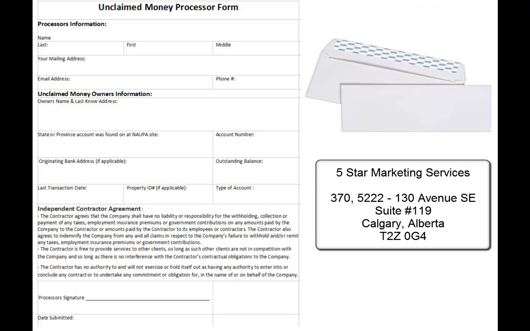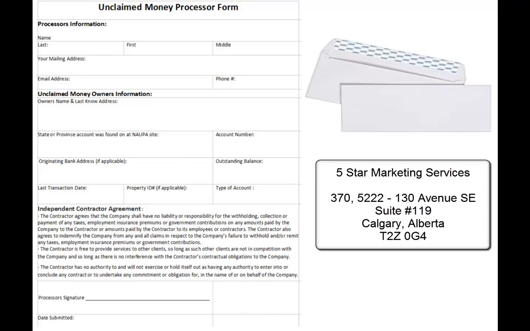In the second section, where you see the unclaimed money owner's information, that is the information you're just taking off the files that you found that are $50 or more. And all of that information is found on the site where you found the accounts. The only one main point that I'm going to point out is the state or the province of the account that was found on the national account website. So if it was found in Texas, you'd put Texas in there. If it was found in Saskatchewan, Canada, you'd put Saskatchewan in there.